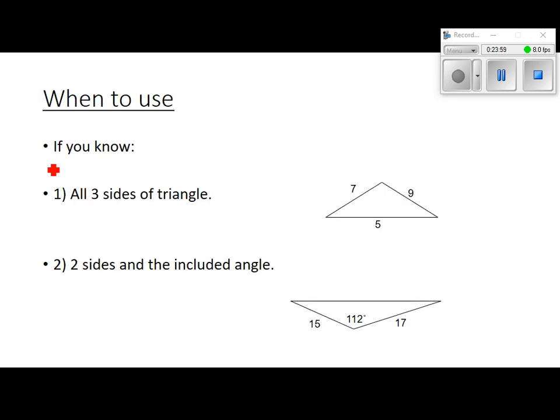I'm not sure, what's the next part? Is that the next part? Yeah. Gotta make sure I got the right PowerPoint. When to use. So when to use, and you might want to put law of cosines up here. We had on the last set of notes when to use the law of sines. This is when to use the law of cosines.